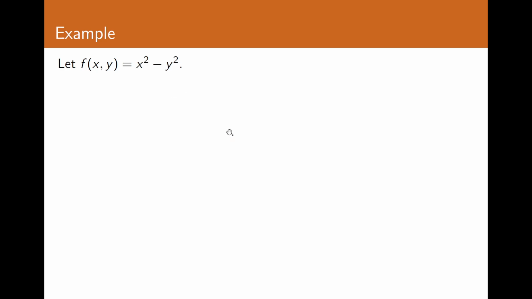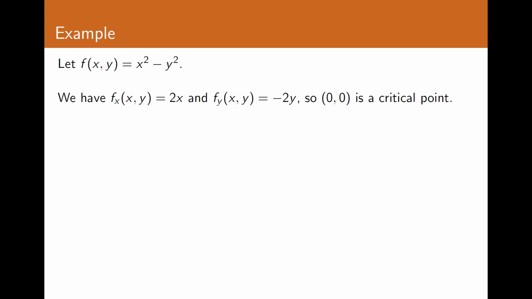One more type of example we want to look at before we move on. Let's look at f(x, y) = x² − y². So once again, the partial derivatives are easy to take. We have f_x is 2x and f_y is −2y. Obviously these are both defined everywhere, so we're only looking at points where they're both 0, and they're both 0 only at the point (0, 0). So that's a critical point, and it's our only critical point for this function.